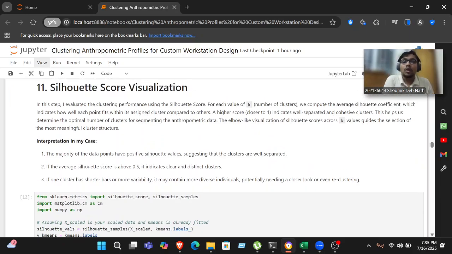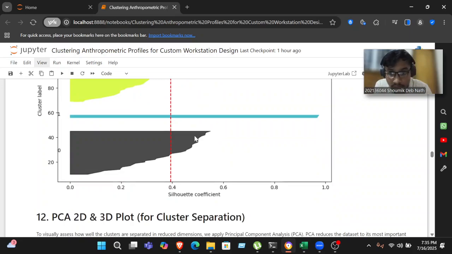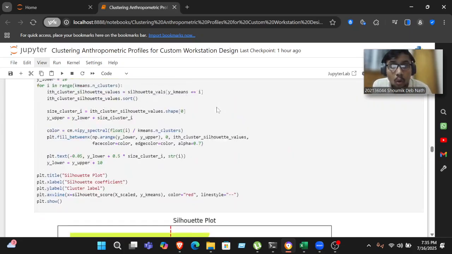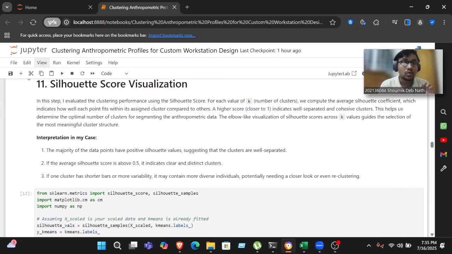So now moving on, I'm going to talk about the Silhouette score visualization. In Silhouette score visualization, we have to keep several things in mind. So here, if the score is closer to one, which you can see in the Silhouette scoring, the Silhouette coefficient, then what that actually means is that the clusters are well separated and cohesive, which is a good thing.